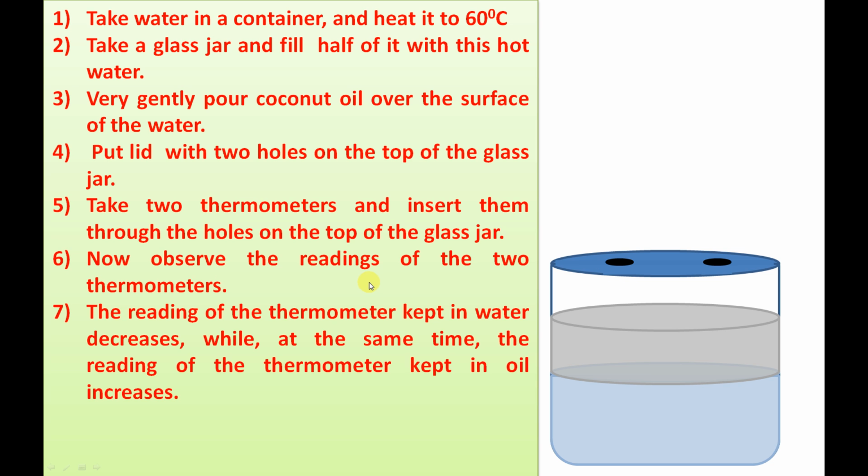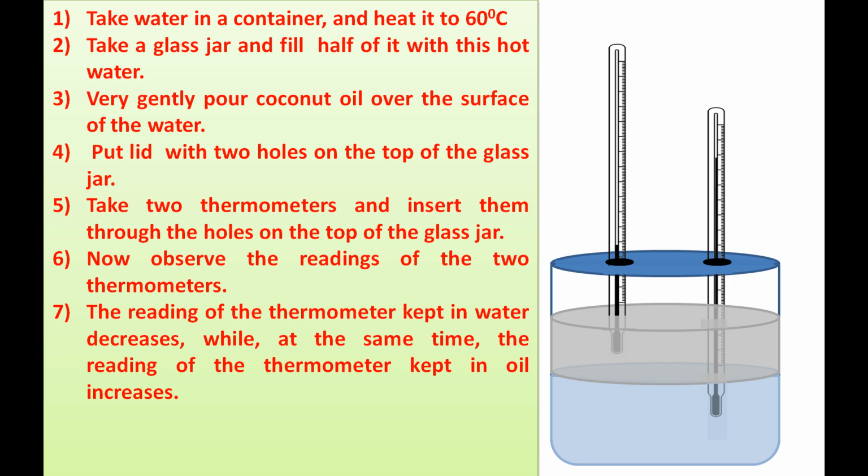Now we note the initial temperatures: the oil layer is at 20 degrees centigrade and the hot water is at 60 degrees. Then we observe what happens after some time. Slowly the hot water region temperature decreases, and the coconut oil temperature increases. The oil goes from 20 upwards, and the water goes from 60 downwards.